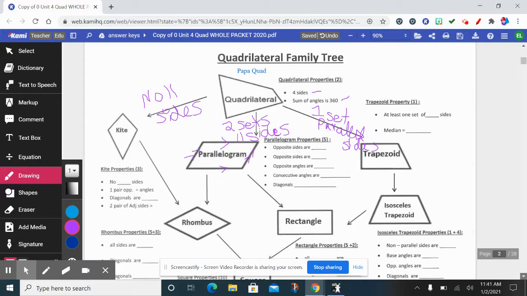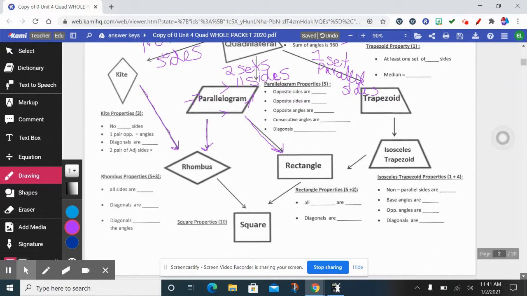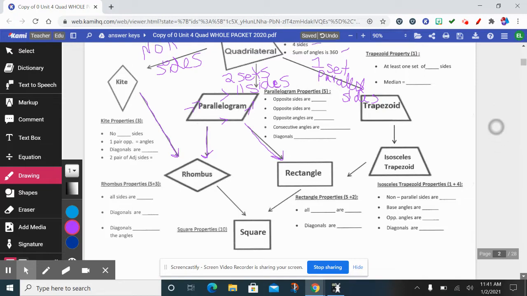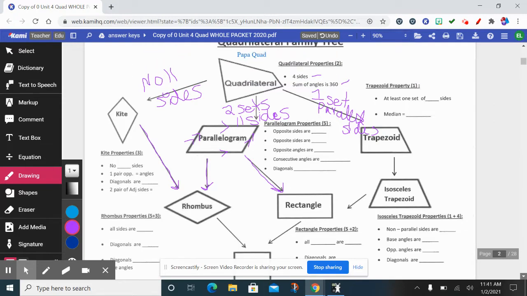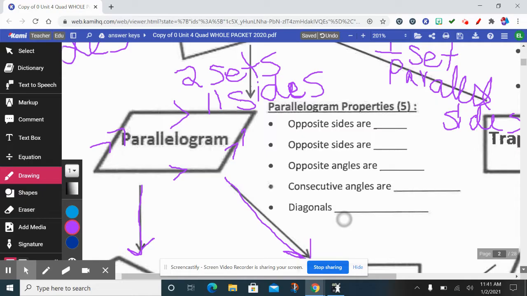And then those traits are shared with every generation underneath it. So we have the kite, the parallelogram, the trapezoid. Anything true about the kite gets shared with the rhombus. Anything true about the parallelogram gets shared with the rhombus. And anything true about the parallelogram also gets shared with the rectangle. So we're going to talk about all these relationships a little bit later. But again, today I would like to focus here in the middle on the parallelogram.